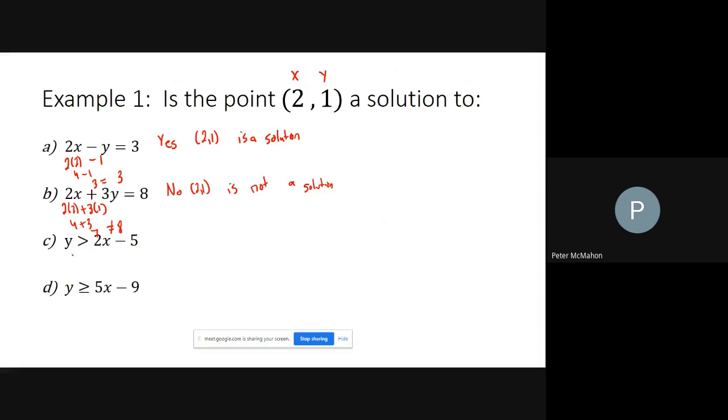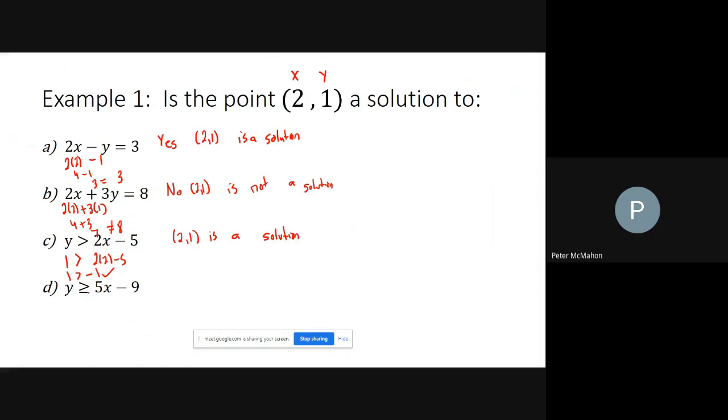All right, so very similar to what we're doing here, but now instead of an equal sign, we actually have a greater than sign. So we have y is greater than 2x minus 5. I'm going to do the same thing and plug my x and my y in. So y is 1, and 2 times 2 minus 5. This is 1 is greater than 2 times 2, which is 4, minus 5, which is negative 1. Well, 1 is greater than negative 1. This is true. So therefore, (2, 1) is a solution.